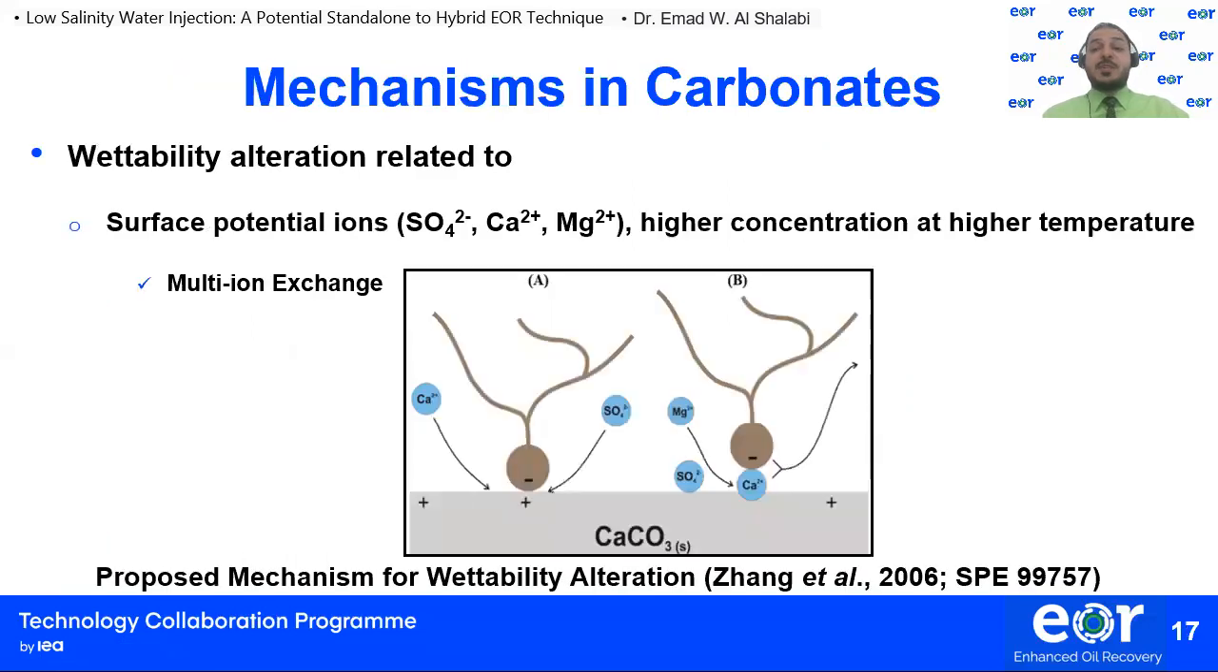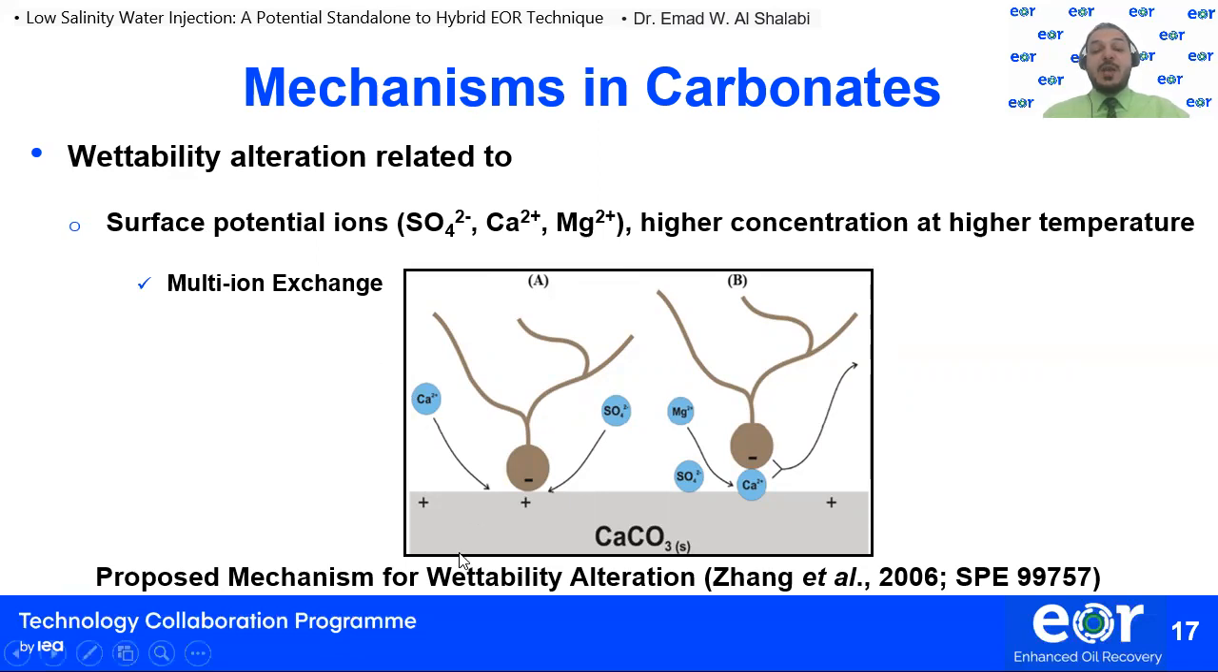Talking about the mechanisms for carbonate, well, again, wettability alteration is there. However, here, as I said before, we believe that there should be some key ions that cause this wettability alteration, and I'm referring here to sulfate, calcium, and magnesium. The higher the concentration of those at higher temperatures, the more pronounced the effect. And usually most of the researchers also agree on the multi-ion exchange mechanism, but this happens differently than in sandstones. So here I'm referring to one of those mechanisms.